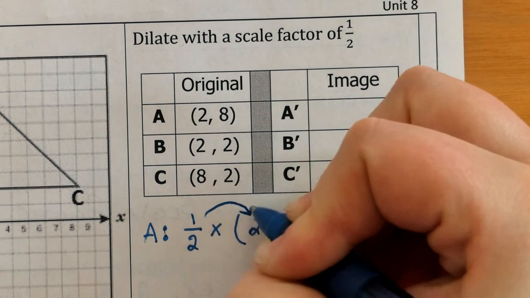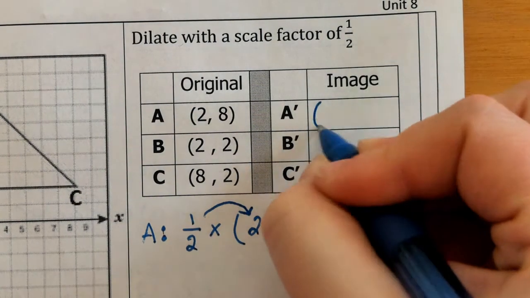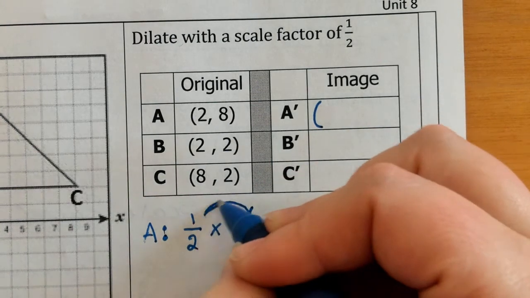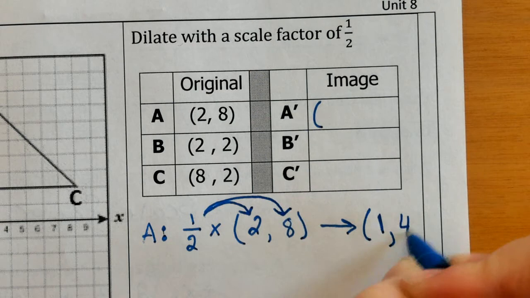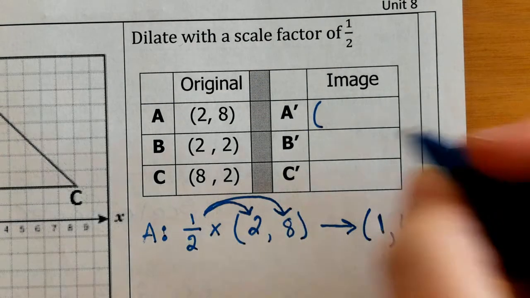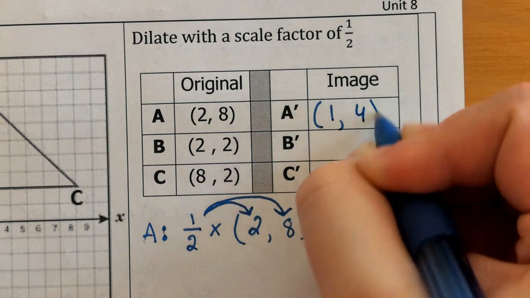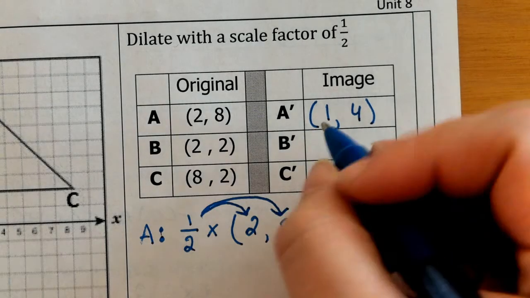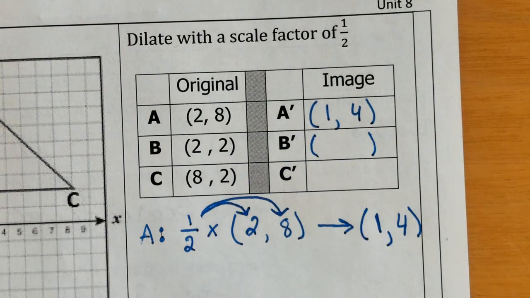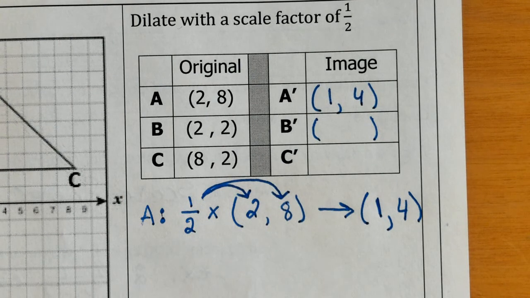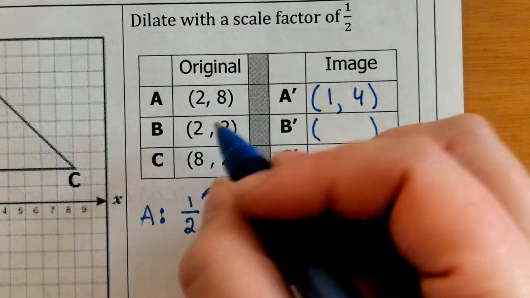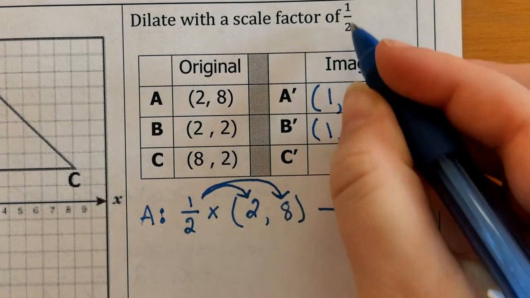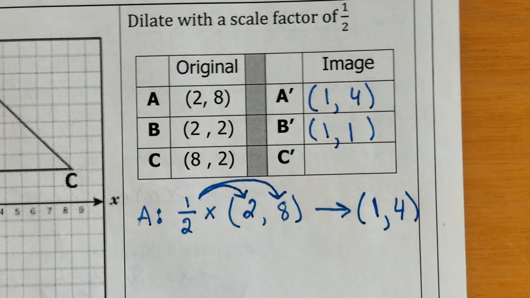So 1/2 times 2, sorry, down here, is 1. 1/2 times 8 is 4. And so A ends up being 1, 4. Can you tell me what B would be? Two times 1/2, or 1/2 times 2, is 1. 1/2 times 2 is 1.